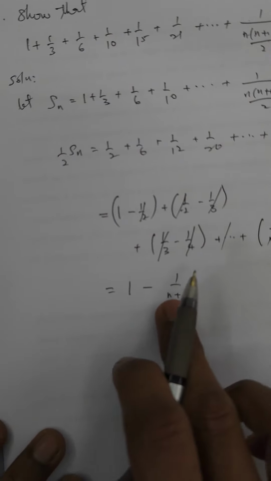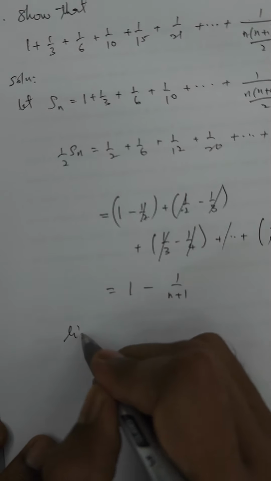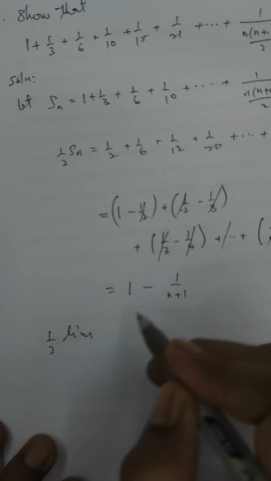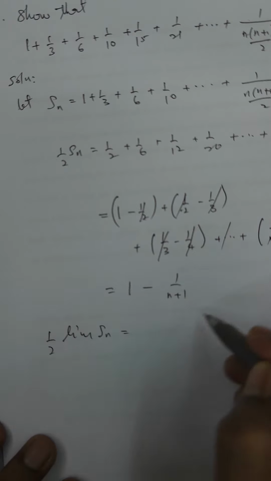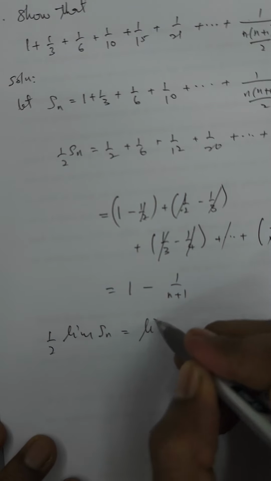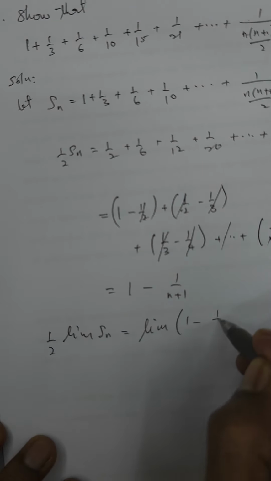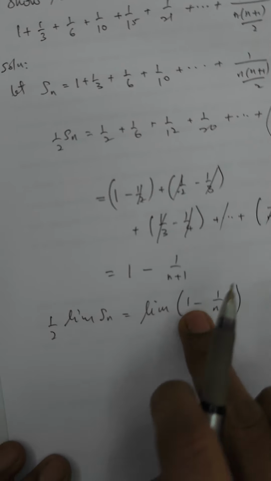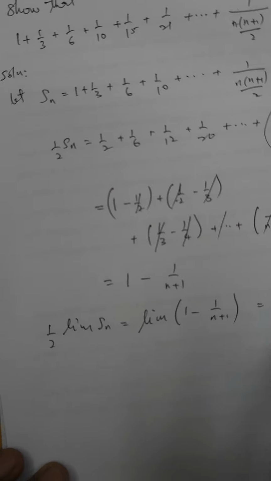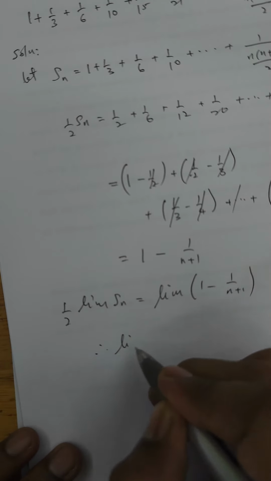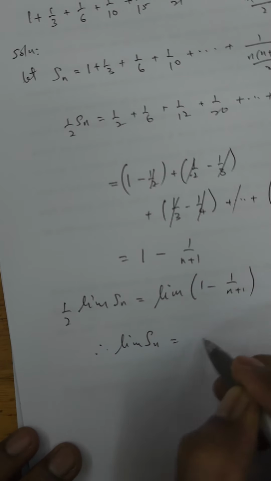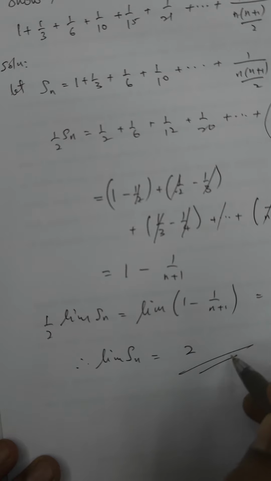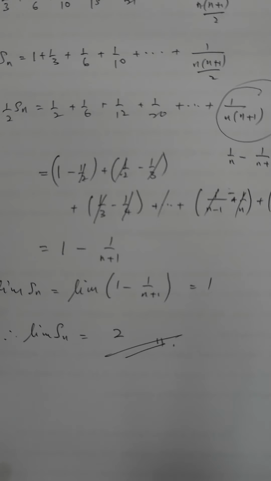So if you take the limit of this, so the limit of half Sn, that gives you the limit of 1 minus 1 over n plus 1. That one gives you 0, that one gives you 1, so that gives you 1. So therefore, the limit of Sn is equal to 2. Alright.